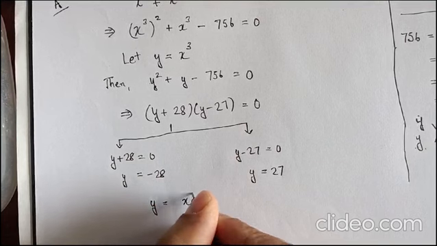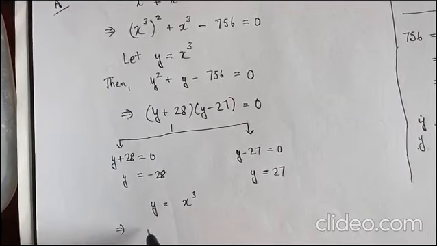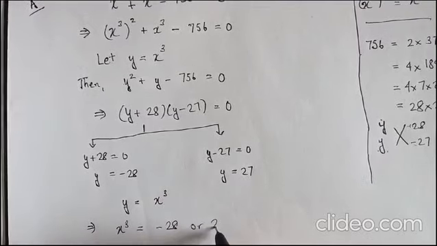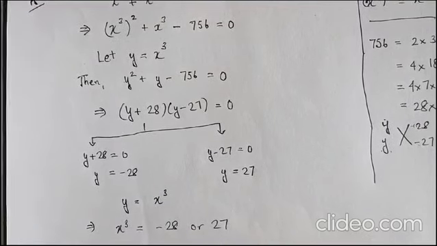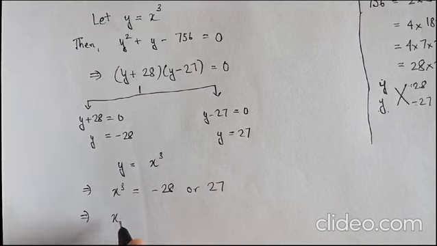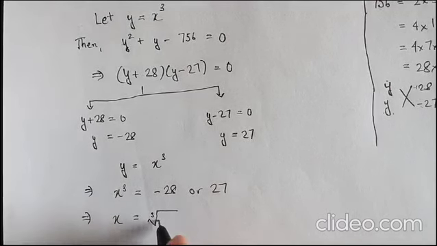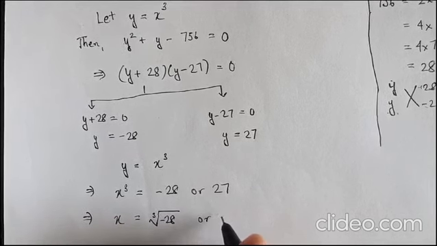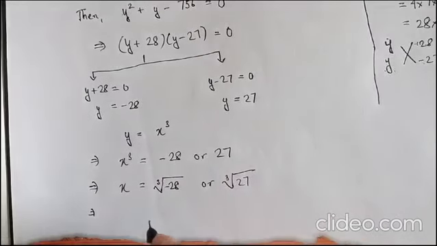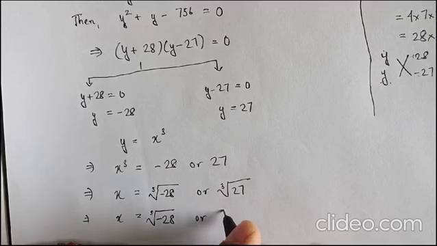So what we already know is that y is equal to x cube, right? That was our assumption here, which implies x cube is equal to minus 28 or positive 27. Now, in these kind of problems, typically you will see that there will be a multiple choice given to you in the examination. So either we will take the cube root of minus 28 or the cube root of 27, which will mean x is equal to cube root of minus 28 or 3.